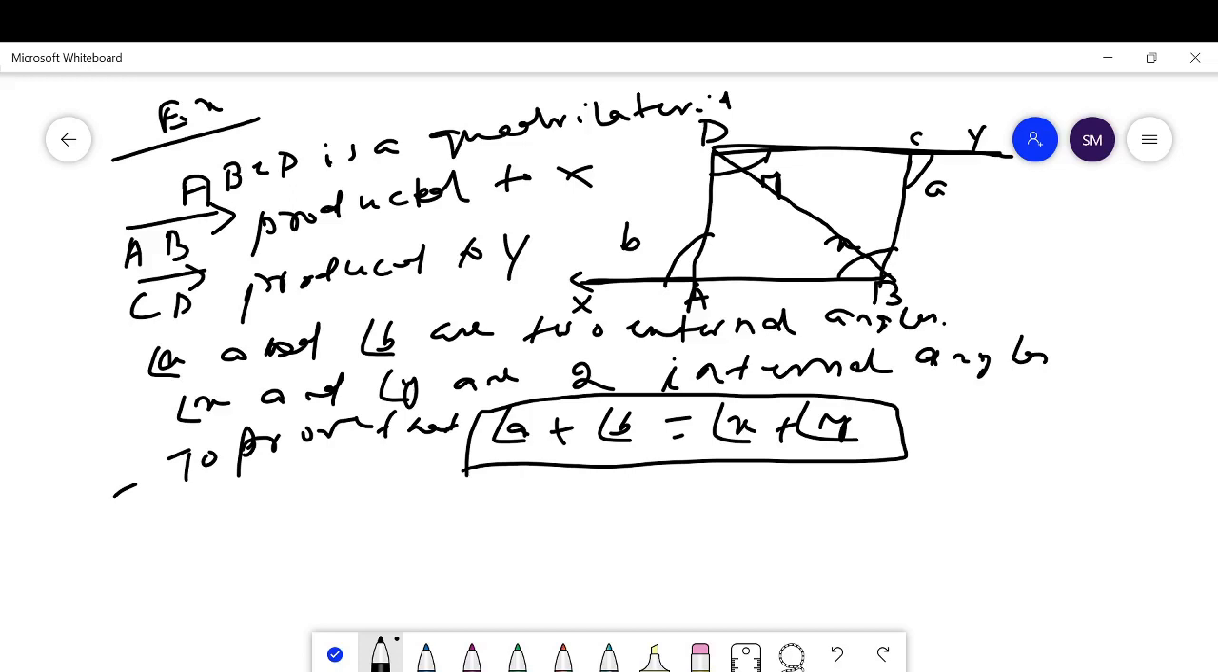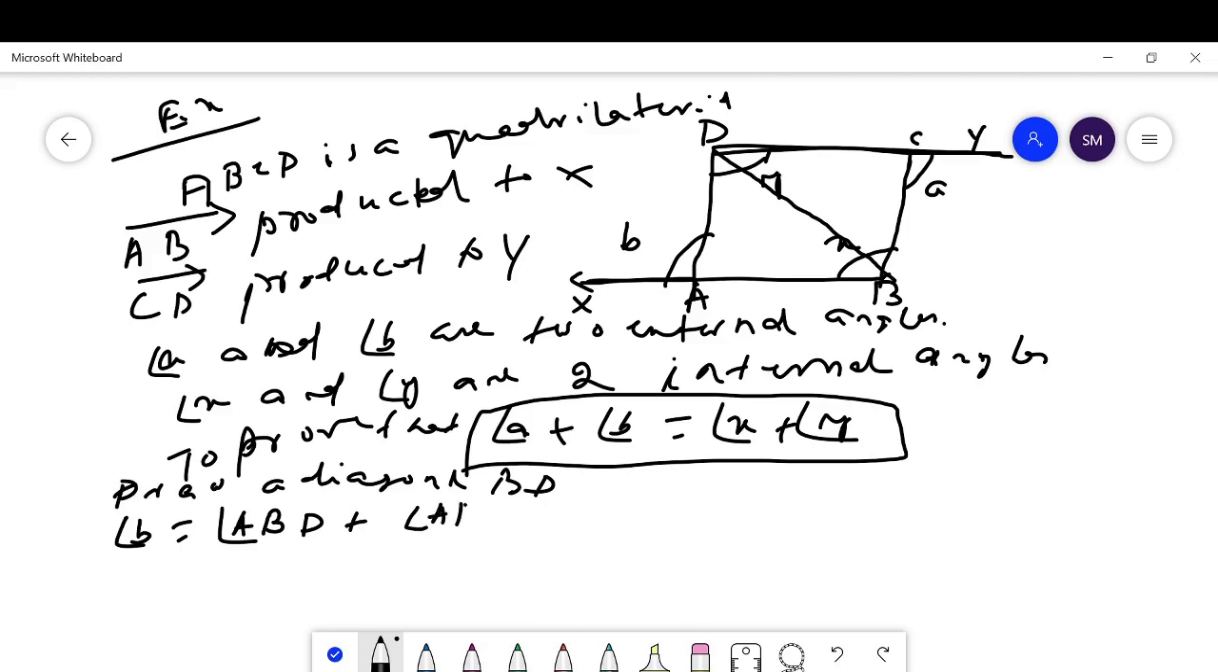Then draw a diagonal BD. Here, angle B is equal to angle ABD plus angle ADB by the exterior angle property. The exterior angle of a triangle is equal to the sum of the two interior opposite angles.